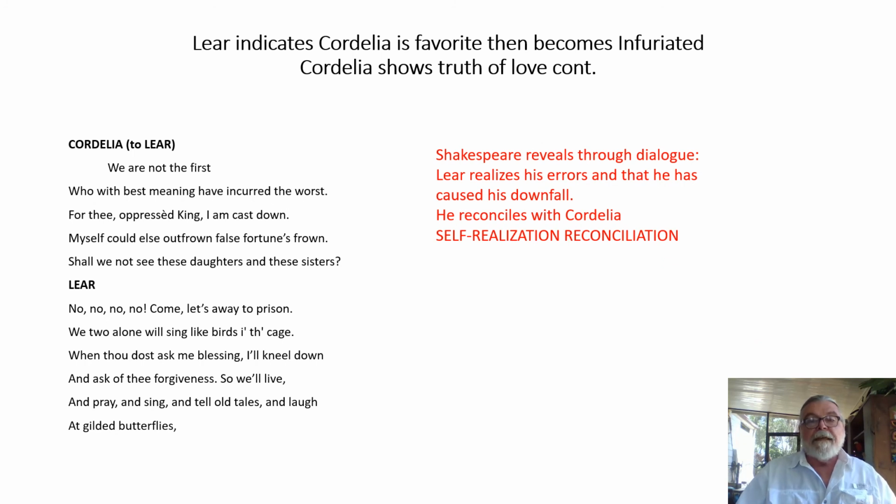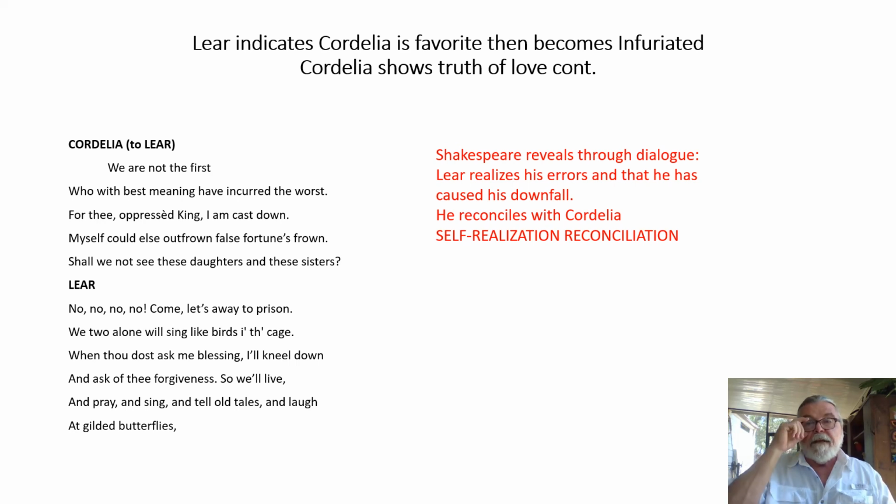So now we come to the end of Cordelia's interaction with King Lear before she's killed and he dies. So they're in prison and they reconcile. Lear says, no, no, no, no, come, let us away to prison. We two alone will sing like birds. So it shows that he realizes what his problem was. He reconciles with Cordelia, obviously too late. So Shakespeare reveals through dialogue Lear realizes his errors and that he has caused his downfall. He reconciles with Cordelia. Themes: self-realization and reconciliation.